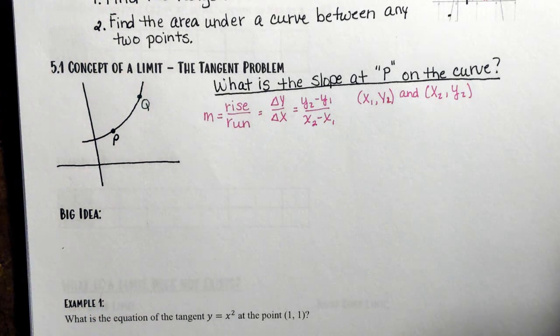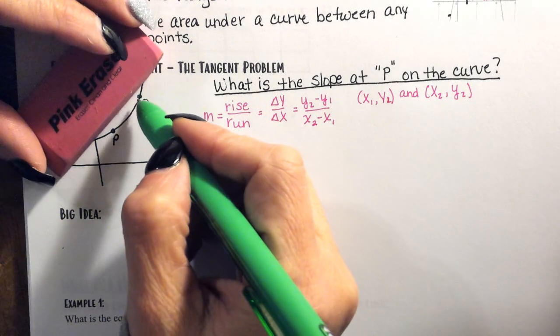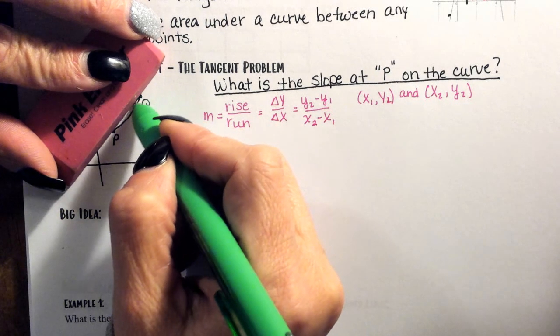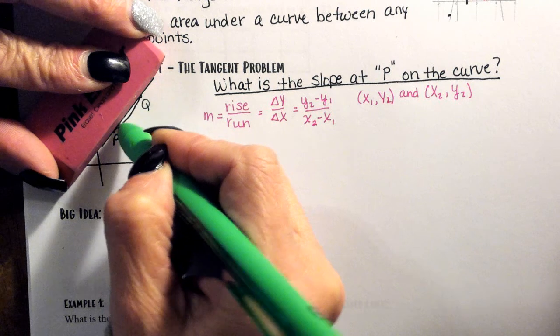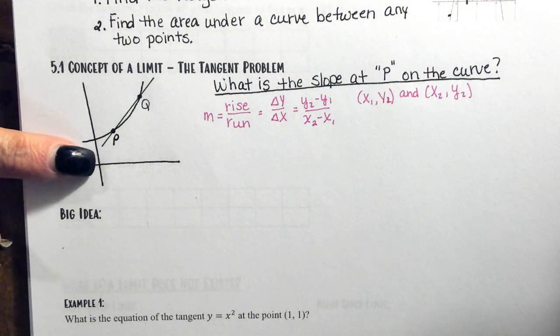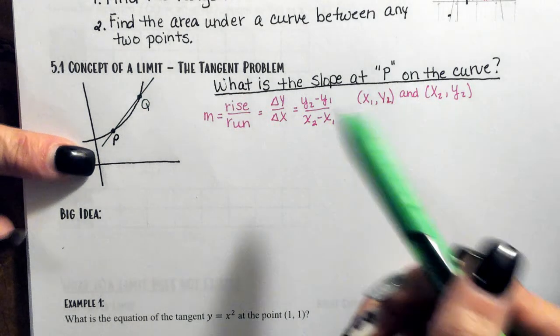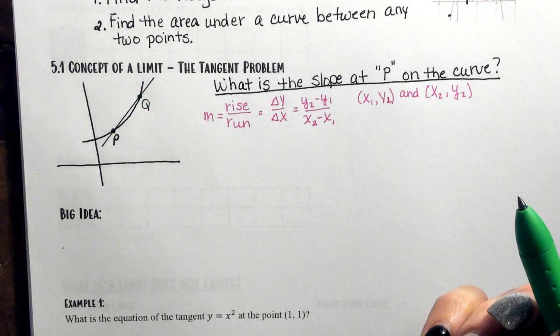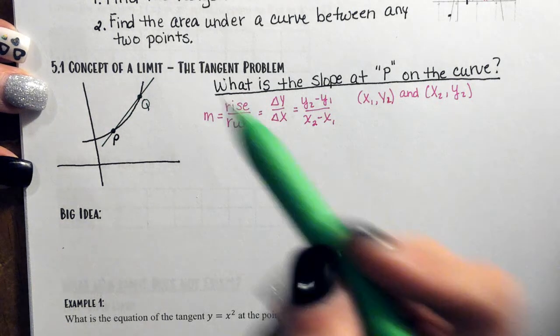Oh, here's a pencil. Here's an eraser. Okay, so what I'm going to do is I'm going to connect this line right here. Okay, there we go. So I've got my line. I've got rise over run. I've got my 2 points. I've got points P and Q. Here's the thing, though. Here's my issue.